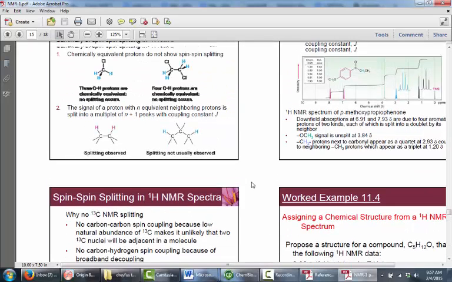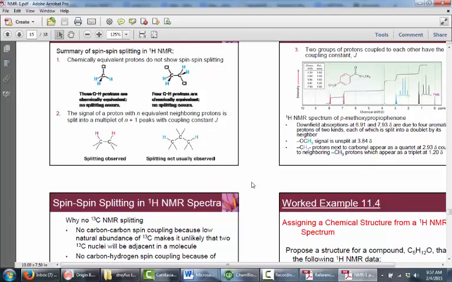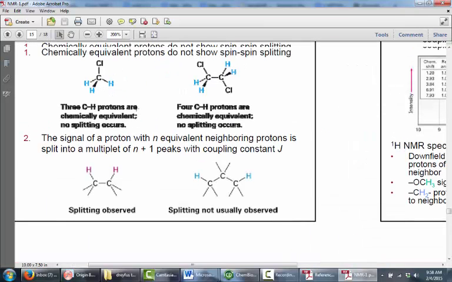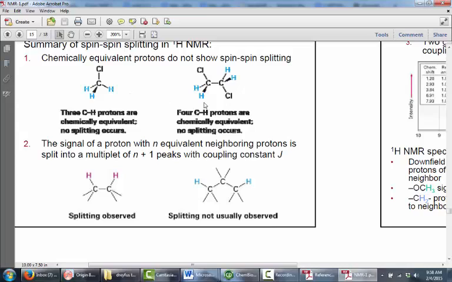So let's go through some rules about spin-spin splitting in proton NMR. The first rule is that chemically equivalent protons do not split each other. So if I look at this molecule here, let's see if we can make this bigger. These are chemically equivalent, they don't split each other. These 4 are chemically equivalent, they do not split each other. That's because chemically equivalent protons are not changing the environment of other protons that are in the same local chemical environment.